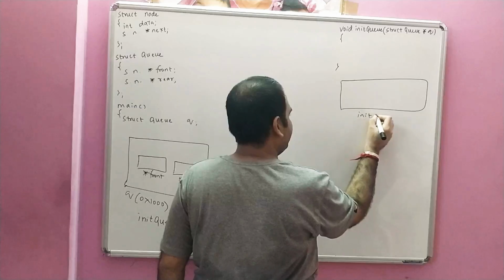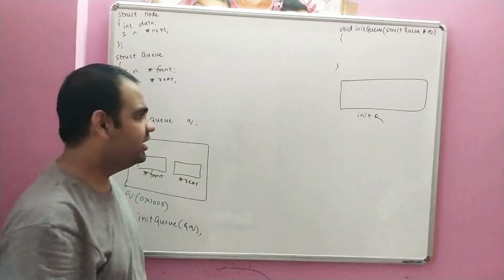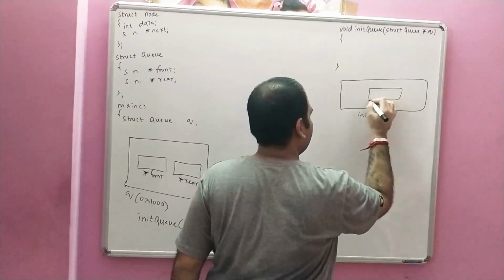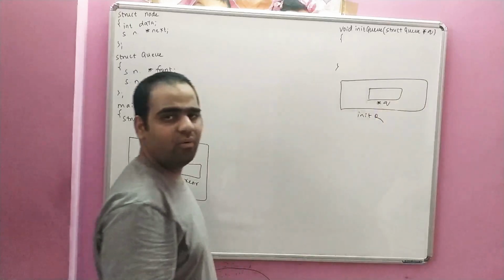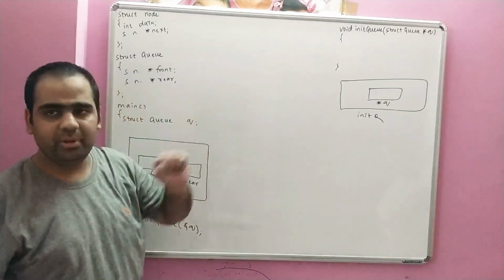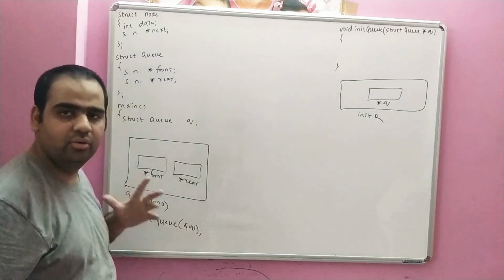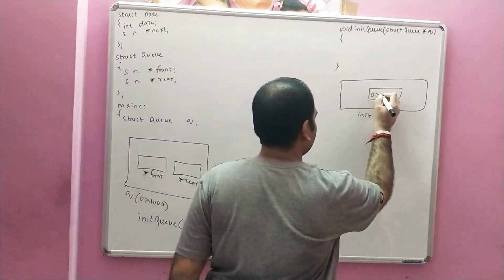The scope of init queue function gets activated. There is one parameter. What is that parameter? That is star queue. Now what will happen? Ampersand q will be copied to q. What is ampersand q? 0x1000.